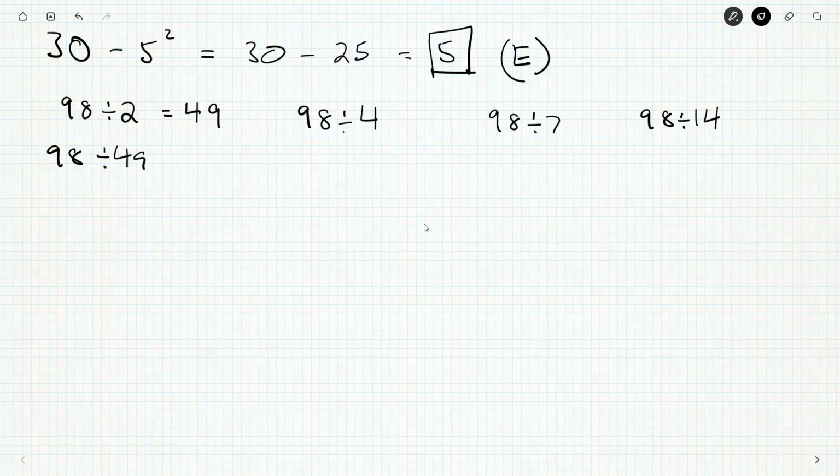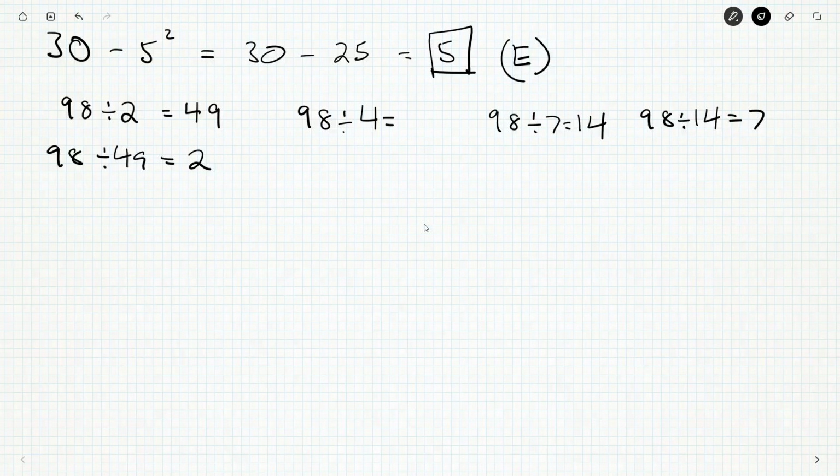Now, 98 divided by 49, well, 98 divided by 2 was 49, so 98 divided by 49 should be 2. There are 2 49s in 98, so there are 49 2s in 98. Other things you can work out: 98 divided by 7, 98 divided by 14. You're going to get answers 14 and 7 here.